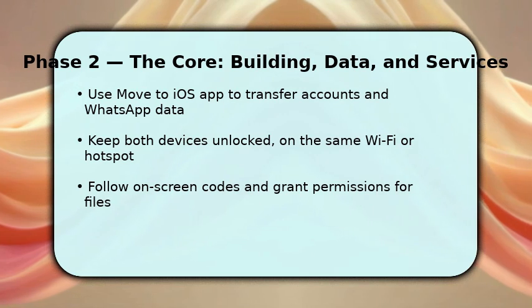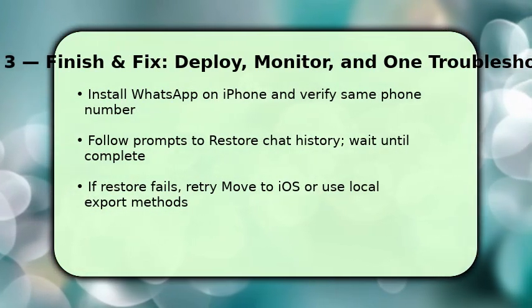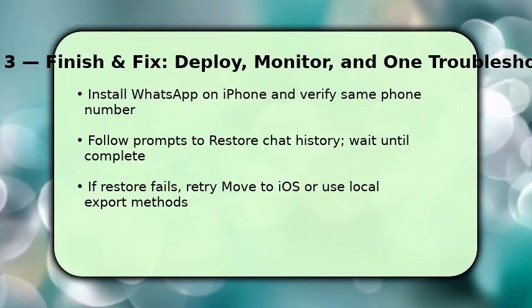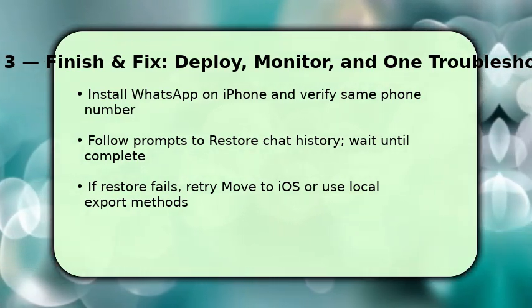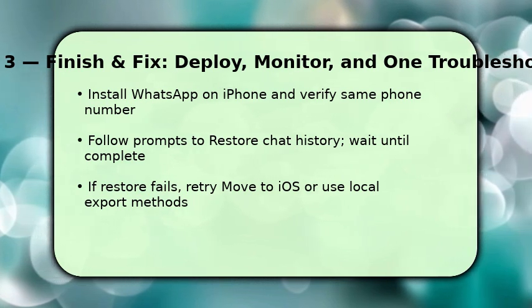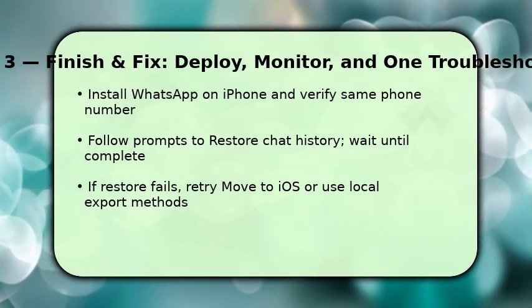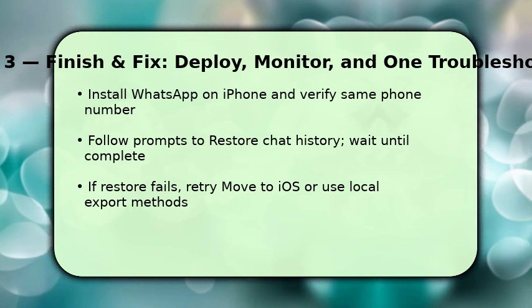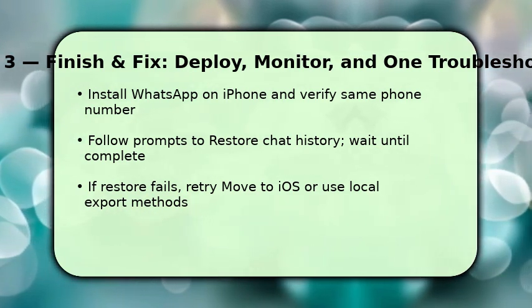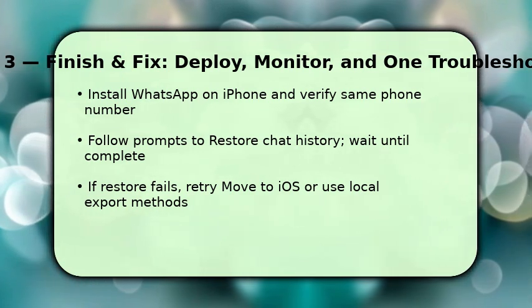You finish by installing WhatsApp on the iPhone and verifying the same phone number you used on Android. WhatsApp will detect the transferred data and prompt to restore. Tap Restore and wait for completion. Make sure iPhone has enough free space. Media-heavy backups need extra room. If the restore fails, first confirm both devices use the same phone number and Google account mapping, then retry Move to iOS. A common fix is to redo the Android backup. Reconnect.